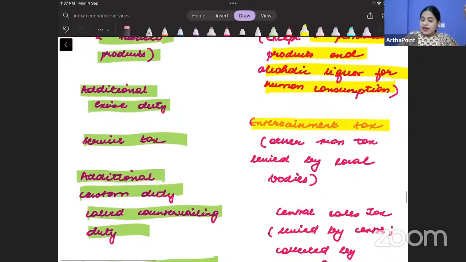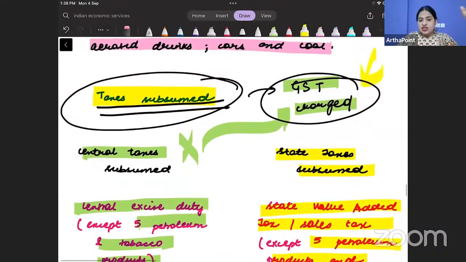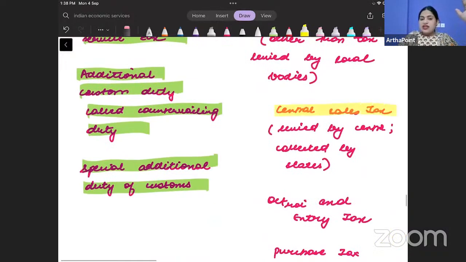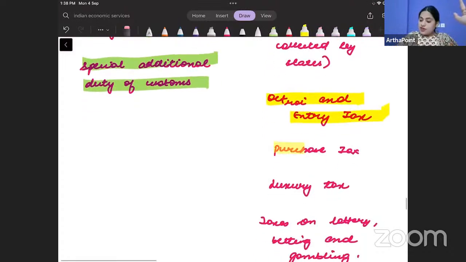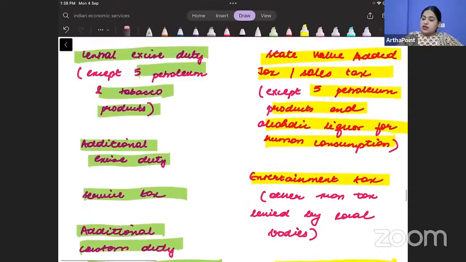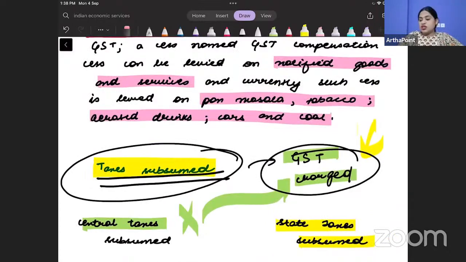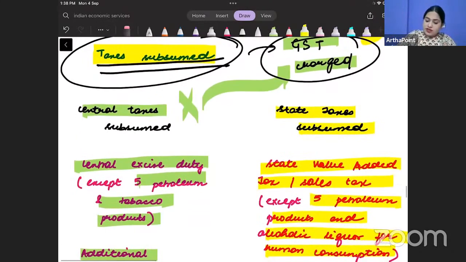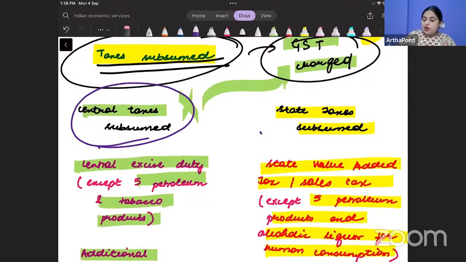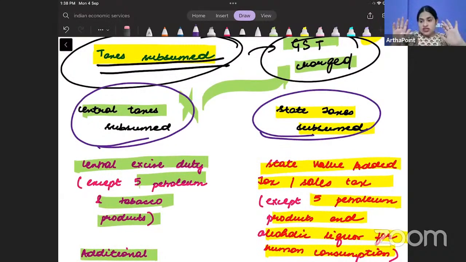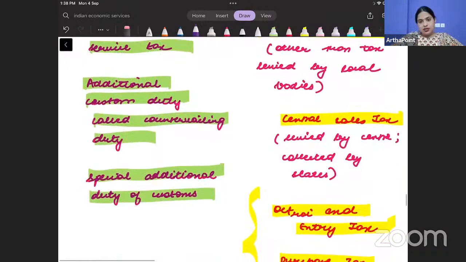Second, entertainment tax that the state used to charge. Now it is not charged. Instead of that, you just have GST. Third, central sales tax, no more charged. Fourth, octroi and entry tax, no more charged. Purchase tax, luxury tax, tax on lottery, betting and gambling. These taxes are no more charged. And all of these taxes, beta, have come under your GST. Whatever we have written, whether it is the state government or central government, they have given up on these taxes. And instead of that, we only have GST, which is now one.